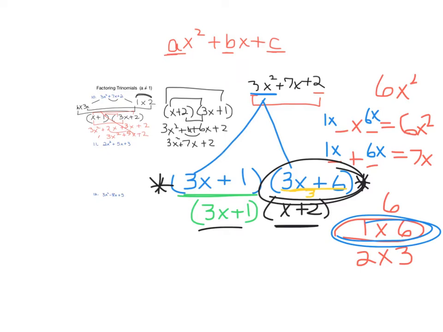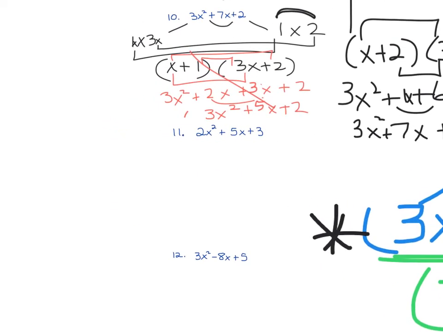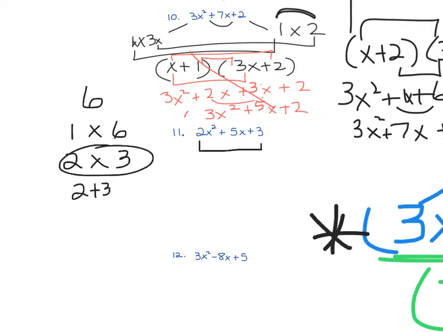Let's try number 11. So again, here I'm going to multiply, and I'm again looking for the factors of 6 that give me 5. So again, plus plus, that's telling me my signs are the same. So it's either going to be 1 times 6 or 2 times 3. But the one of these that I'm going to choose is the one when I add 2 plus 3, and it gives me 5.